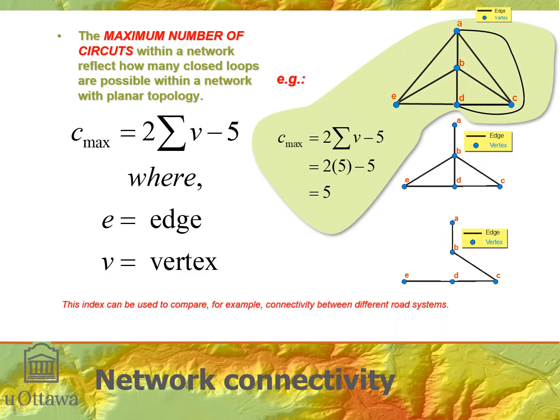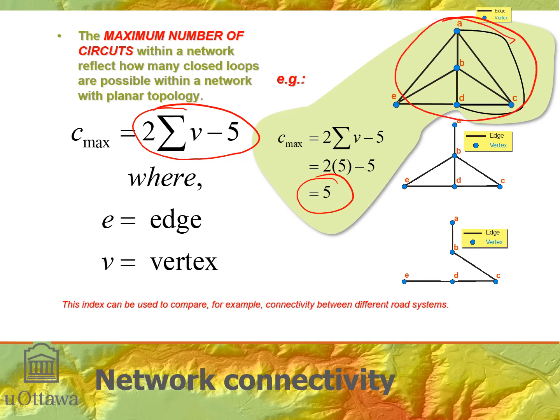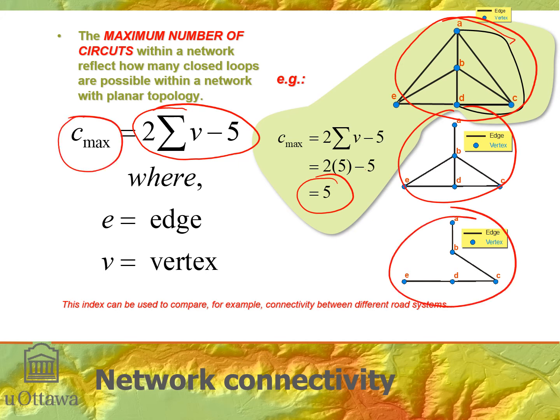The maximum number of circuits for a given network is given by 2 times the sum of the vertices minus 5. So 2 times, again, we have 5 vertices, so 2 times 5 minus 5 is 10 minus 5, and that equals 5. So for this one right here, or any of these ones, the max circuits is the same. So 5 possible circuits.